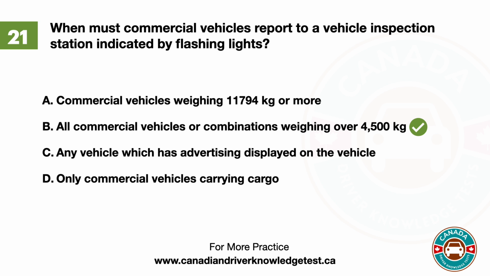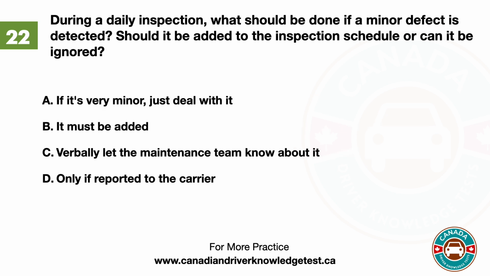Question 22. During a daily inspection, what should be done if a minor defect is detected? Should it be added to the inspection schedule, or can it be ignored? A. If it's very minor, just deal with it. B. It must be added. C. Verbally let the maintenance team know about it. D. Only if reported to the carrier. The answer is B. It must be added.